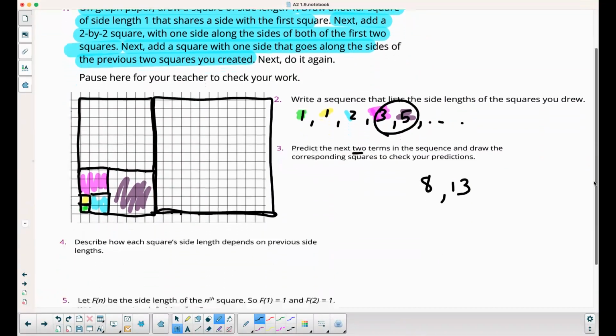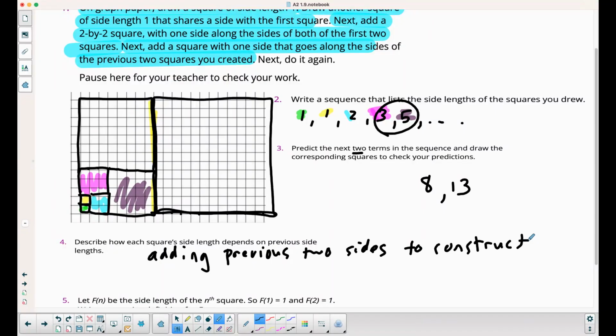And then I go down here. Number 4, describe how each square's side length depends on the previous side. Well, you can clearly see that you're adding, like for here with that one, you can see that you're adding these 2 sides together. Okay, so let's say we're adding the previous 2 sides to construct the new side.